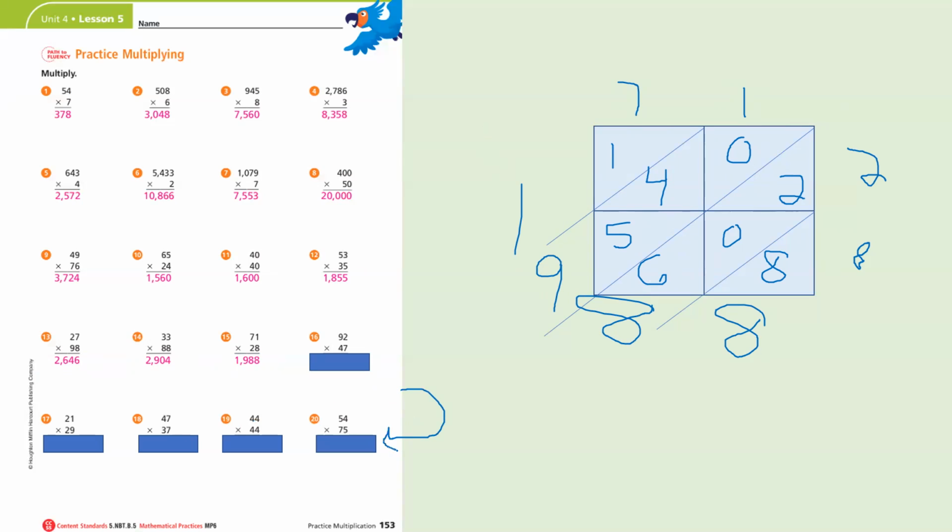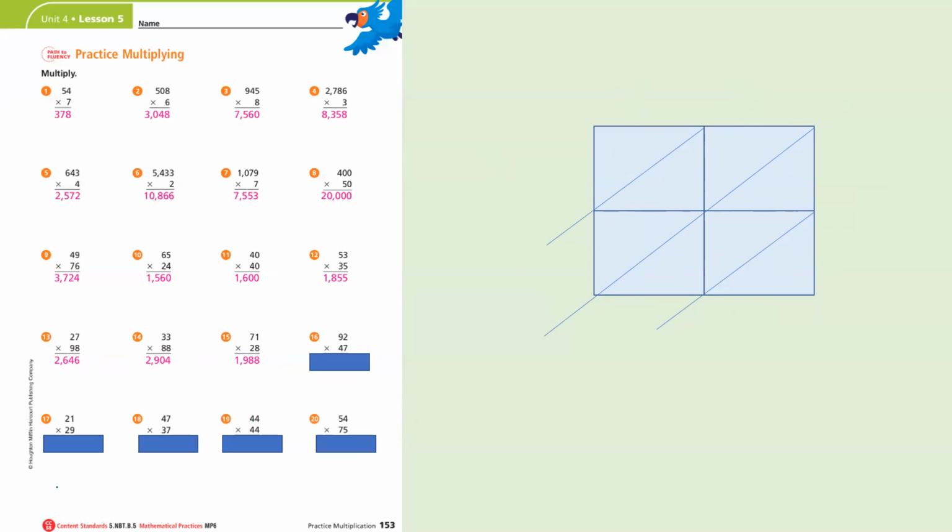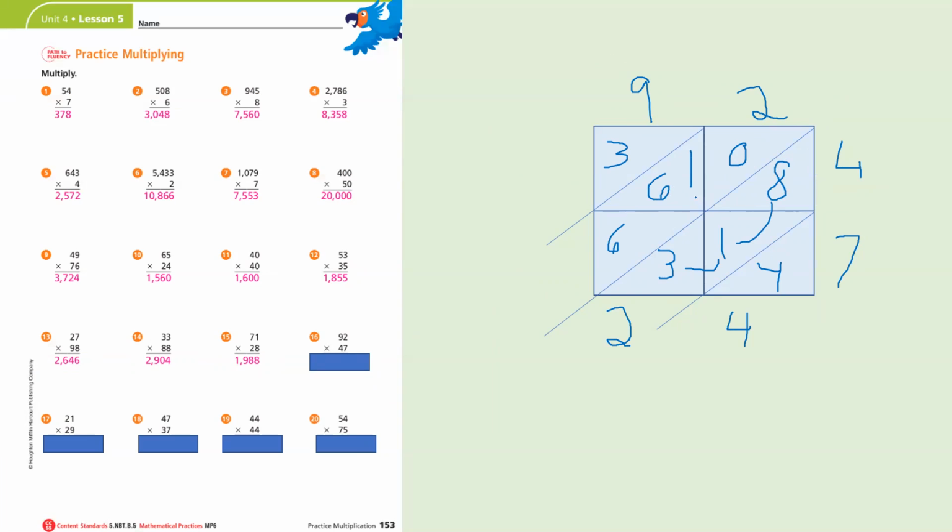And then the last one I'm going to do with you, and then I'm going to ask that you guys do this before you meet with me. 92, 47, 4 times 2 is 8, 9 times 4 is 36, 9 times 7 is 63, and then 7 times 2 is 14. 4 falls down, goes boom. 8 plus 1 is 9, 9 plus 3 is 12. 6, 12, 13, and then 3 plus 1 is 4, 4,324.